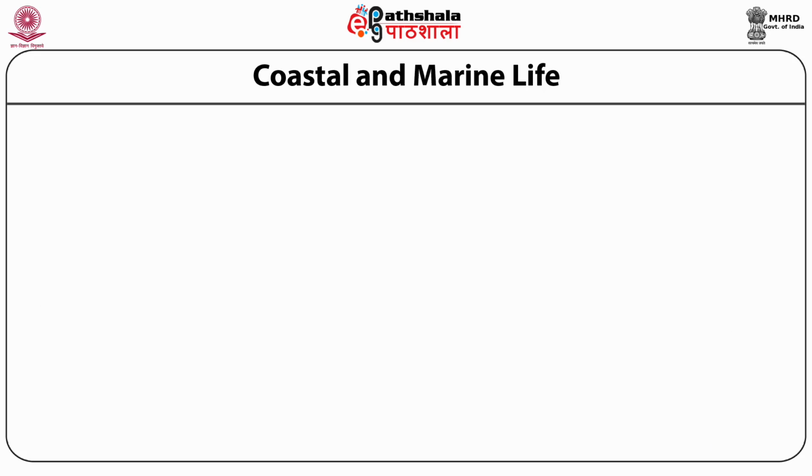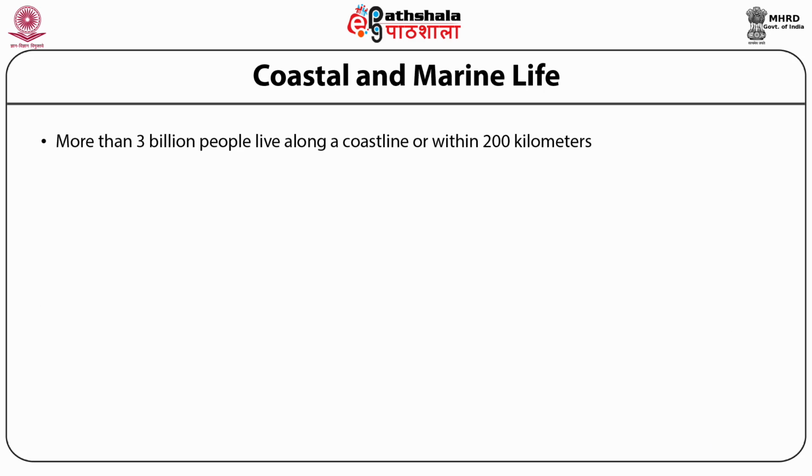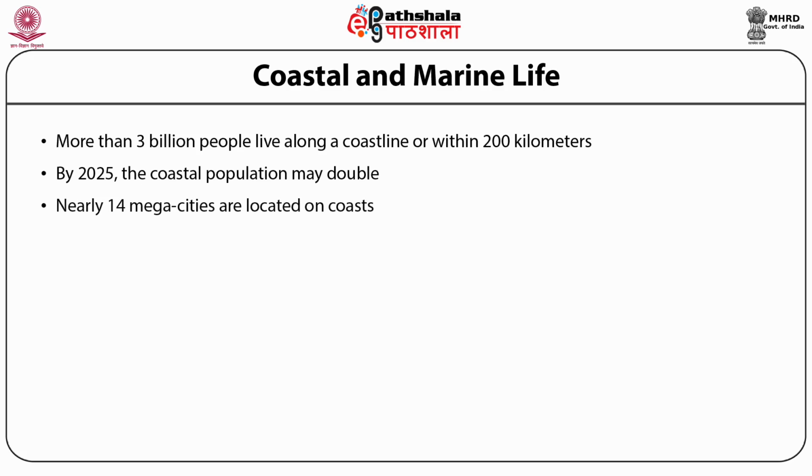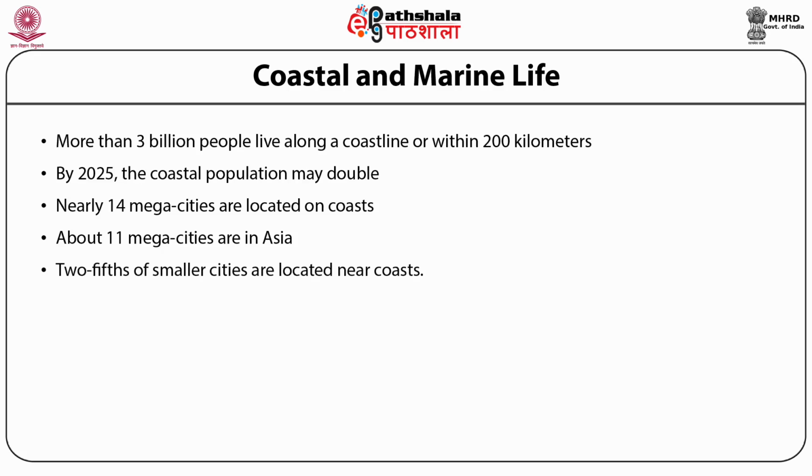Coastal and marine life. More than 3 billion people live along a coastline or within 200 kilometers. By 2025, coastal pollution may double. Nearly 14 megacities with a population of at least 10 million people are located on coasts. About 11 megacities, including Bangkok, Jakarta, and Shanghai, are in Asia. Two-fifths of smaller cities, that is, cities with a population of 1 to 10 million, are located near coasts.